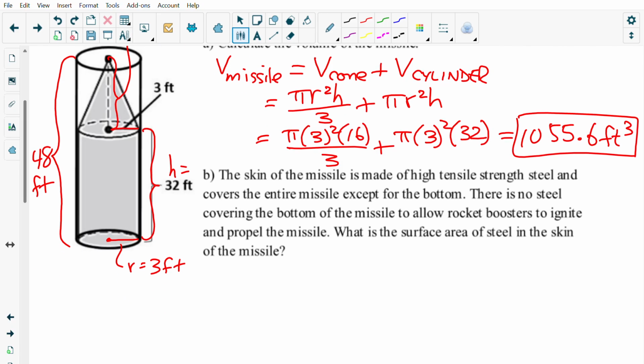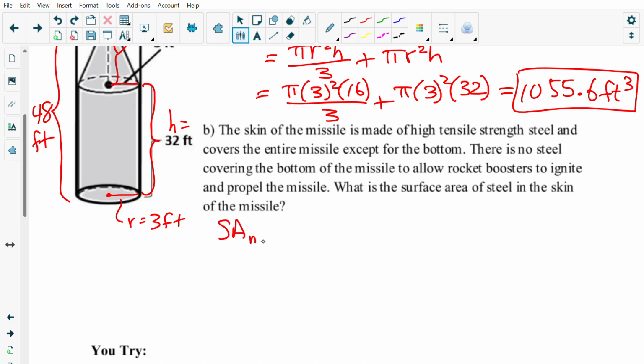Right. The skin of the missile is made of high tensile strength steel and covers the entire missile except for the bottom. There is no steel covering the bottom of the missile to allow rocket boosters to ignite and propel the missile. What is the surface area of steel in the skin of the missile?